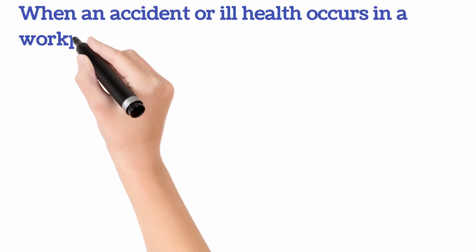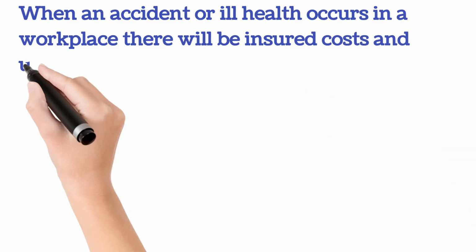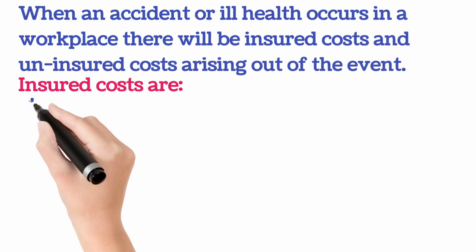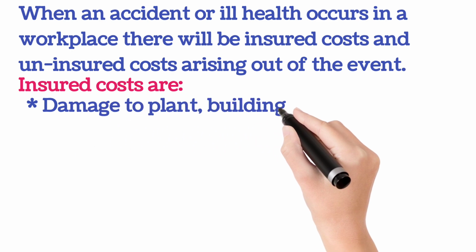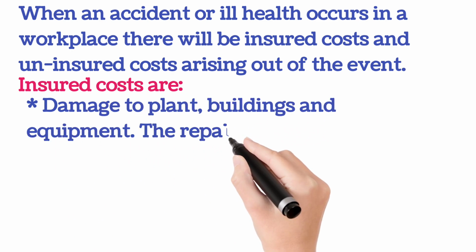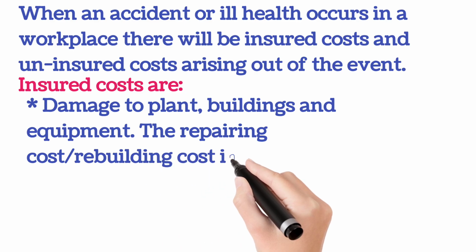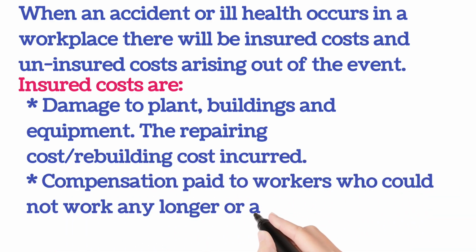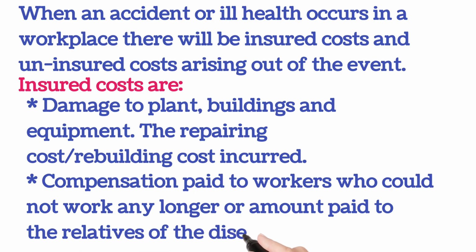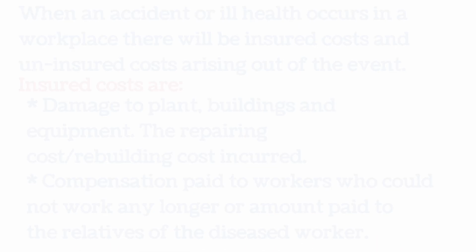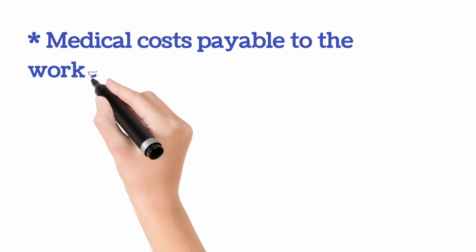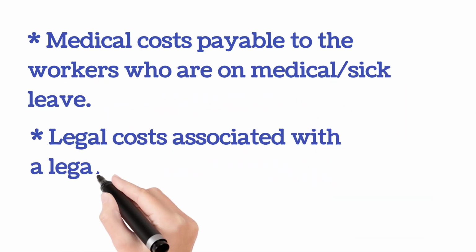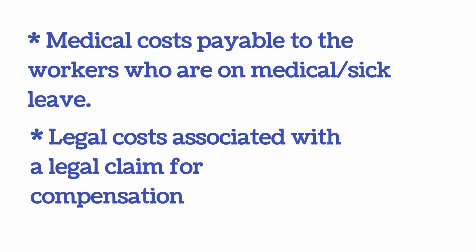When an accident or ill health occurs in a workplace, there will be insured costs and uninsured costs arising out of the event. Insured costs are damage to plant, buildings, and equipment, the repairing and rebuilding costs incurred, compensation paid to workers who could not work any longer, or amounts paid to the relatives of a deceased worker, medical costs payable to workers who are on medical sick leave, and legal costs associated with a legal claim for compensation.